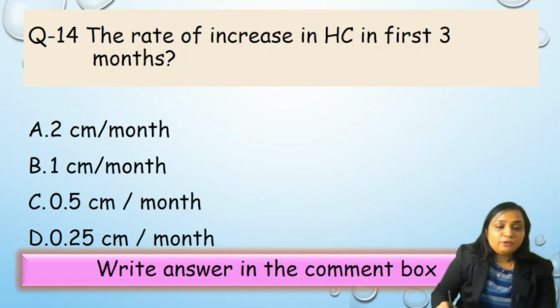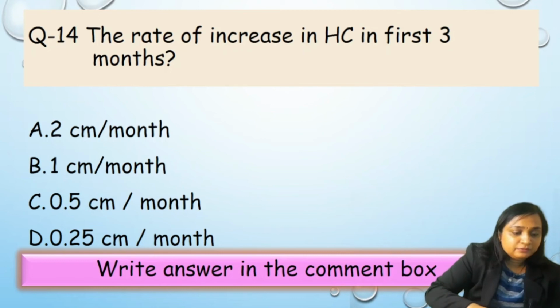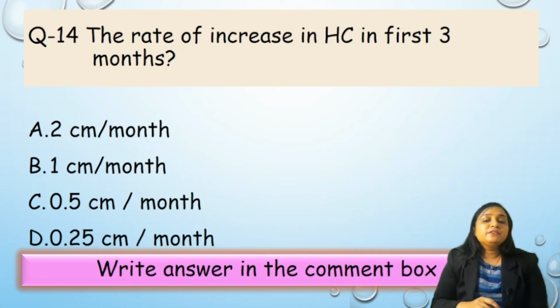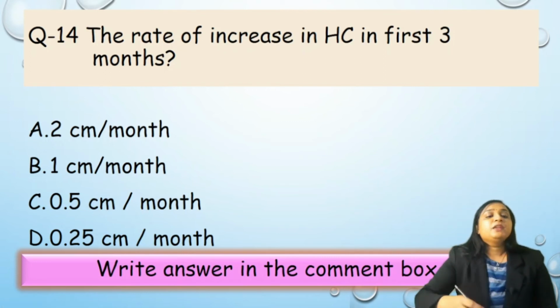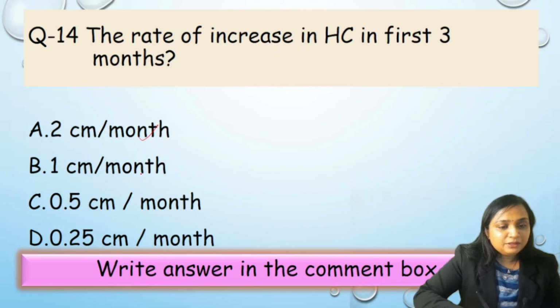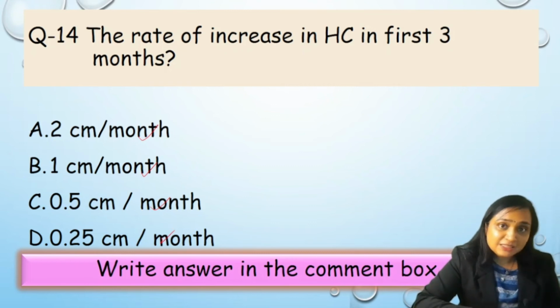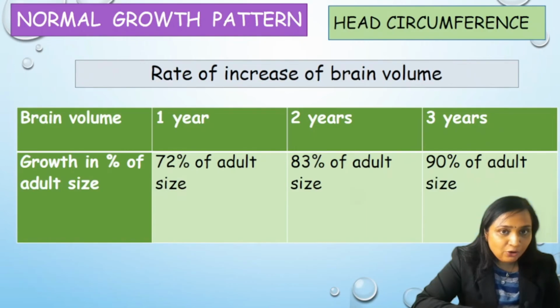So question number 14. The rate of increase in the head circumference in the first 3 months is A, 2 centimeter per month, B, 1 centimeter per month, C, 0.5 centimeter per month, or D, 0.25 centimeter per month. I suggest you please write it in the comment box or in your copy.